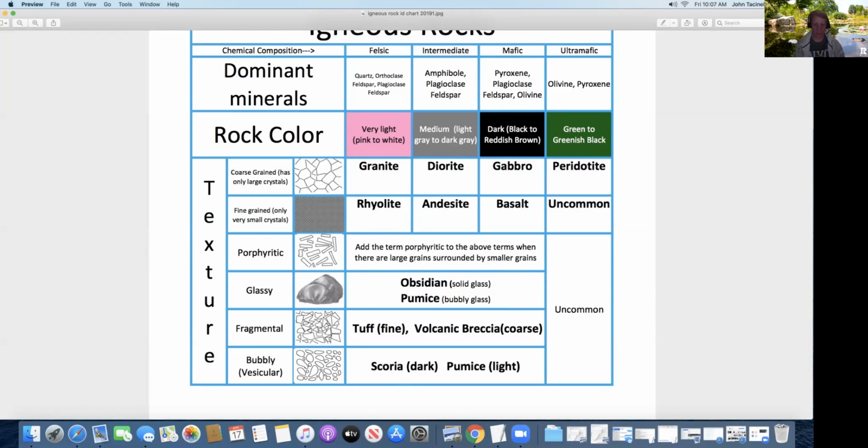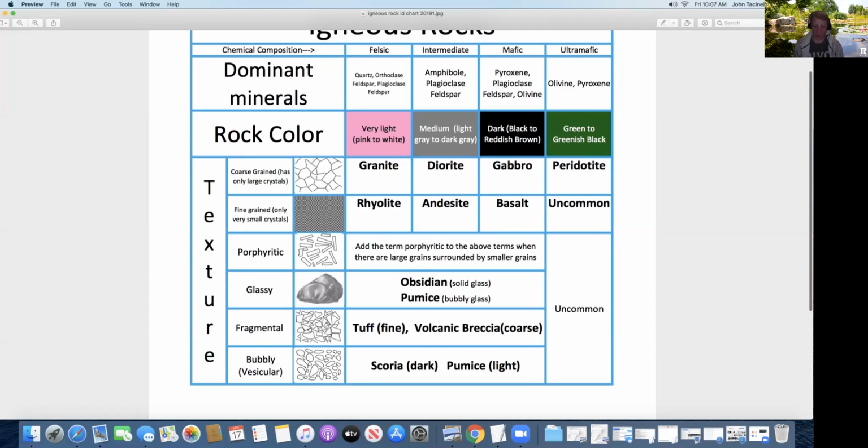And then if it's fragmental in texture, that means it's composed of individual little chunks of rock that could vary in composition. If those are small chunks, that would be called a tuff. If it's larger chunks, that would be called a volcanic breccia. And you'll see those as angular large chunks. So all you do is you find the texture and the composition, and you pigeonhole exactly what igneous rock you might have.